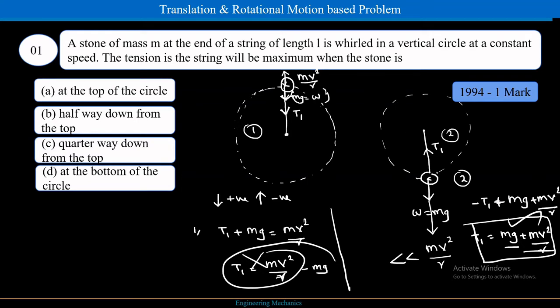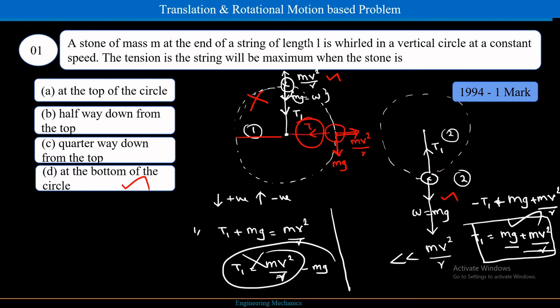So the answer to the question, at which position the tension will be maximum: I can say the tension will be maximum at the top of the circle. No, it is not at the top of the circle, it is at the bottom of the circle. But you can ask, what about when the stone is at this side position? You can easily say this is my mv square by r and this is my mg, right? Two forces in two different directions. I cannot say my tension will be maximum here or here. It is either at this position or this position. This is a very simple concept.